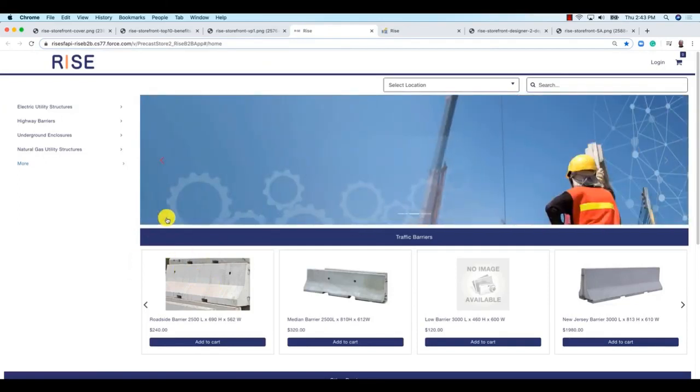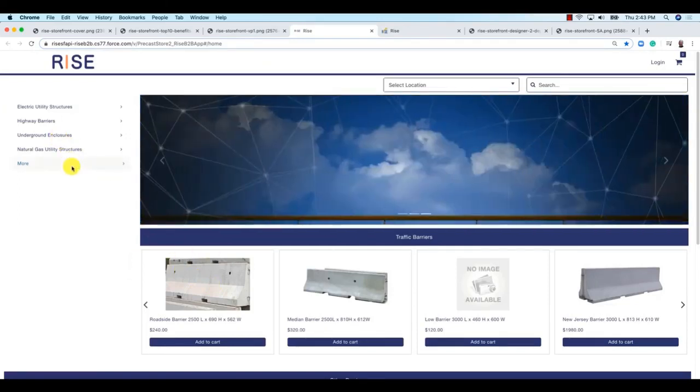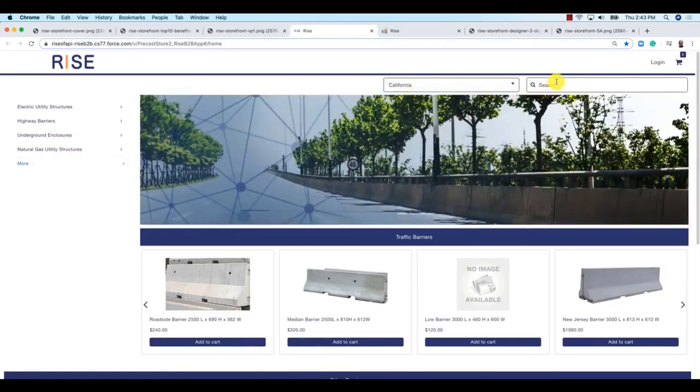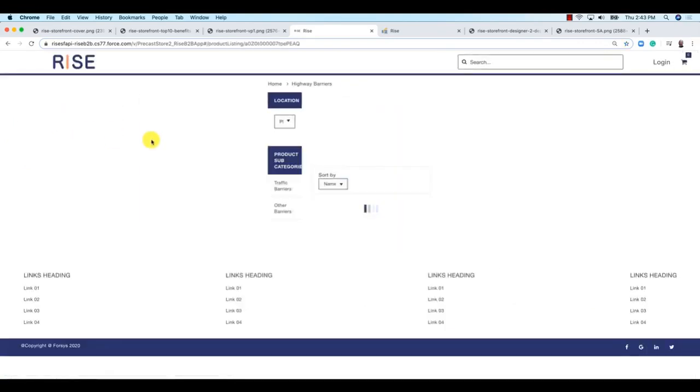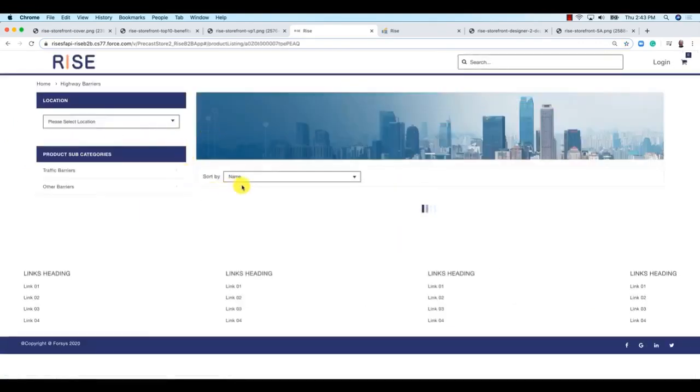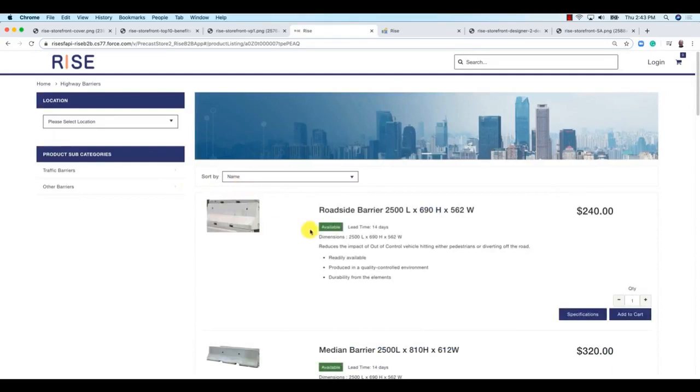This is going to give you the ability to navigate to what you're looking for. You can, obviously, pick your location. Go pick California. You can search for products. I'm going to actually check. I'm going to start with barriers, like we have here, traffic barriers, and then as the page loads, out of the box, this is the experience.